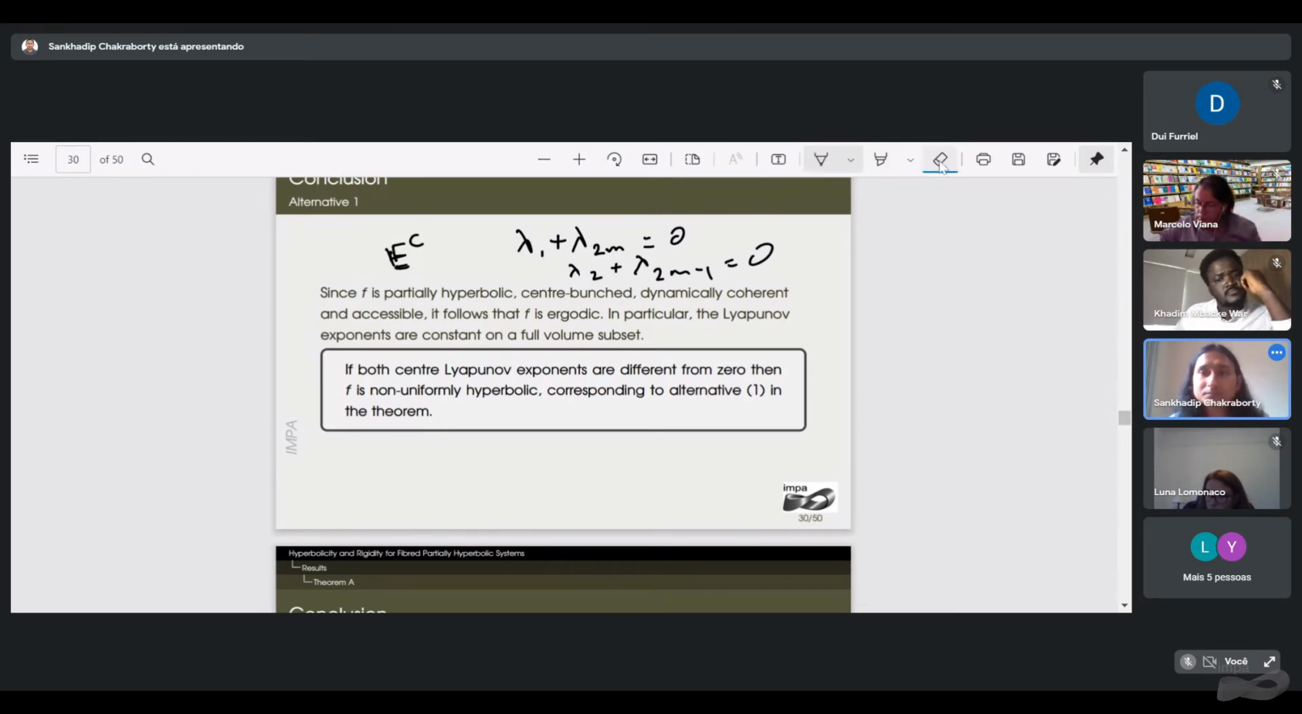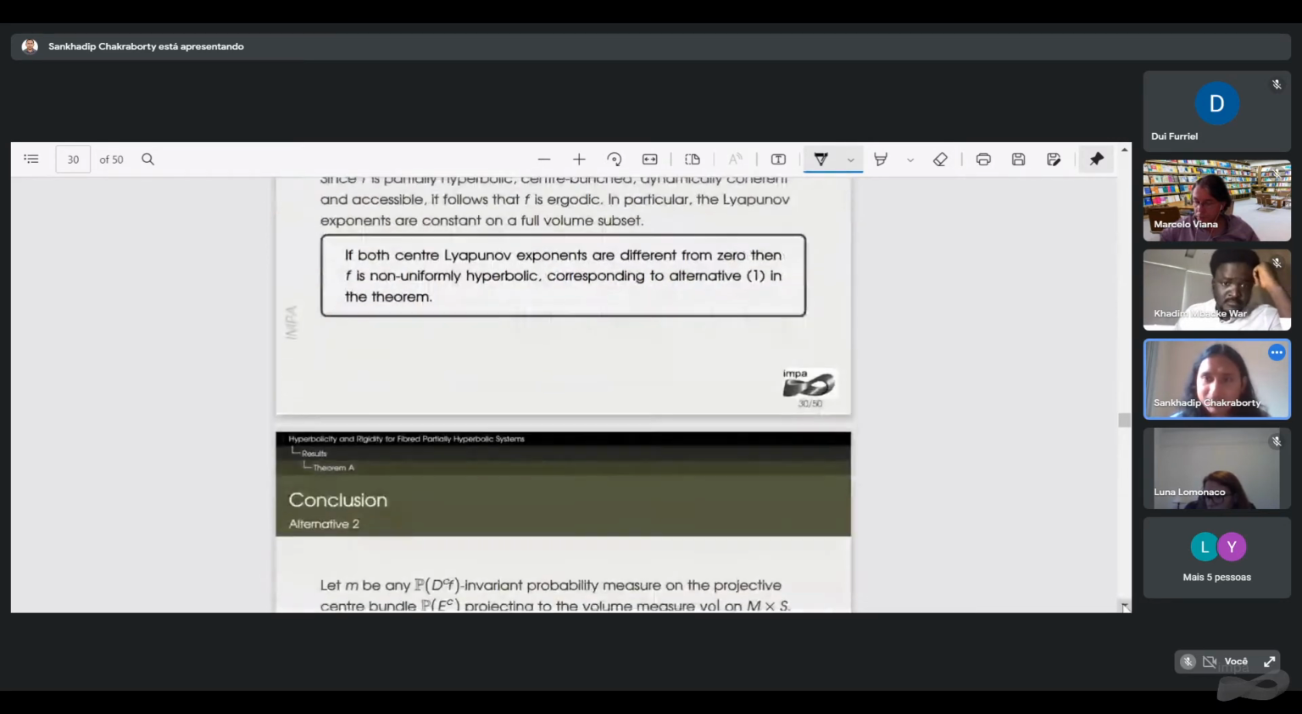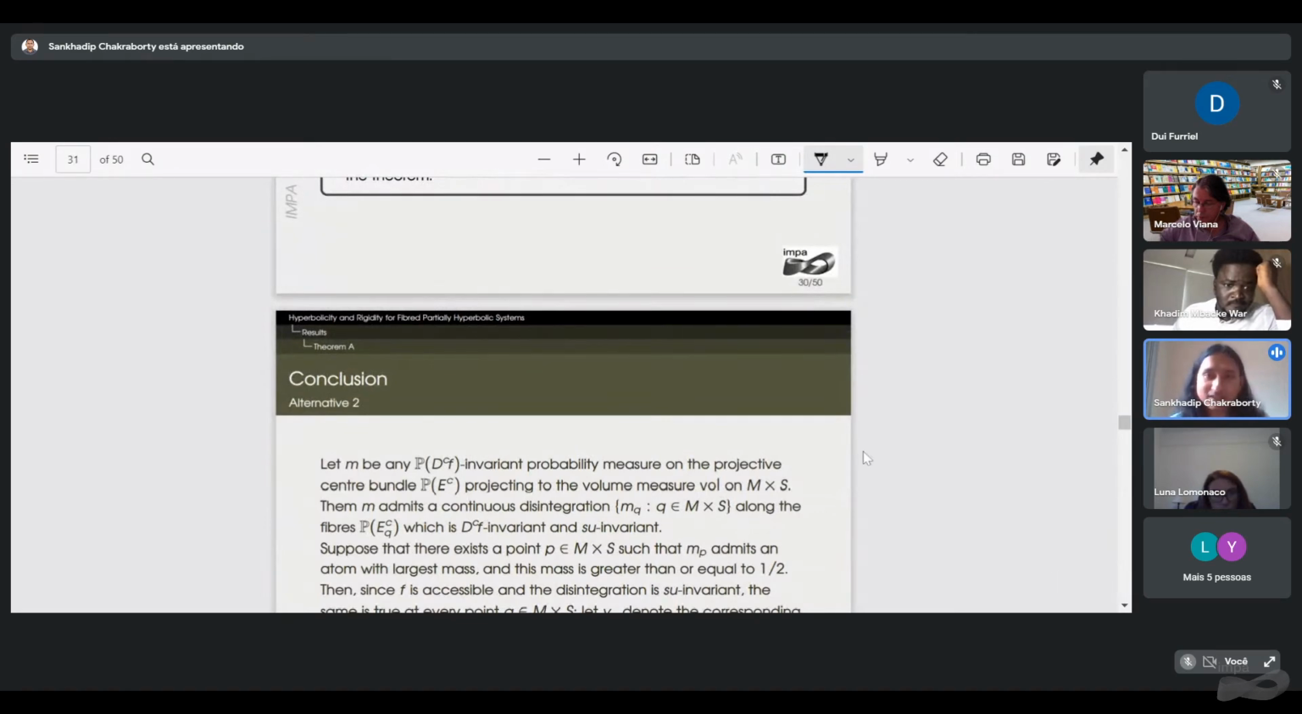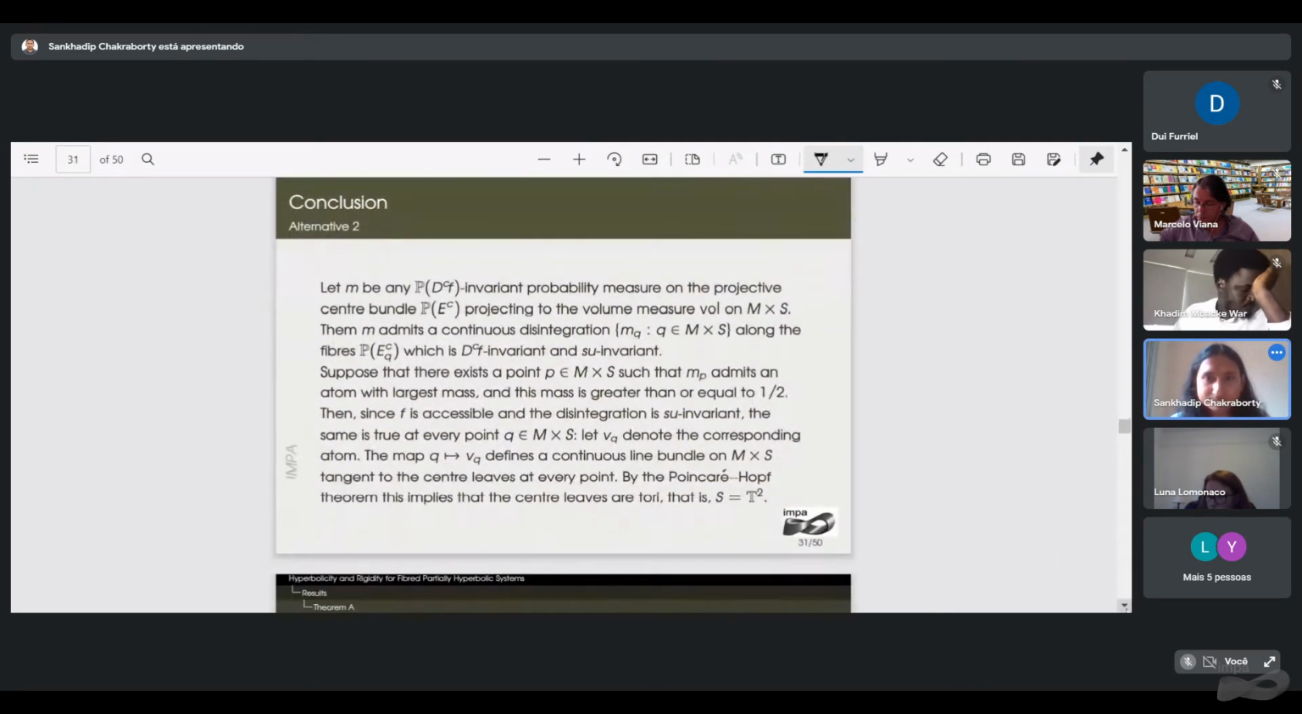If we suppose the Lyapunov exponents are lambda minus and lambda plus, these are the center Lyapunov exponents. So if they are non-zero, then one is positive and the other is negative, and when that happens, that gives the first alternative, which is non-uniform hyperbolicity. Okay. And till now, we have not used the invariance principle. Now we are going to use the invariance principle, because we are considering the case when they are both equal, which in this case means that they are both zero.